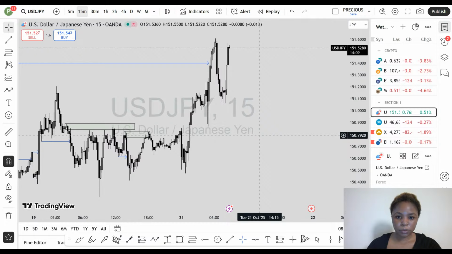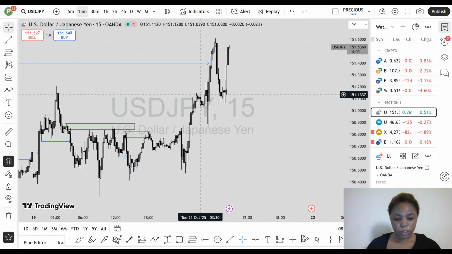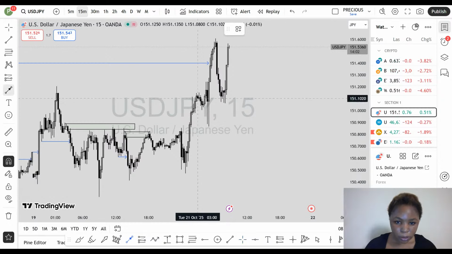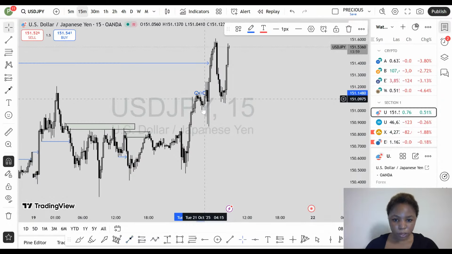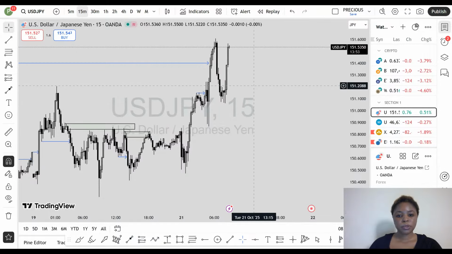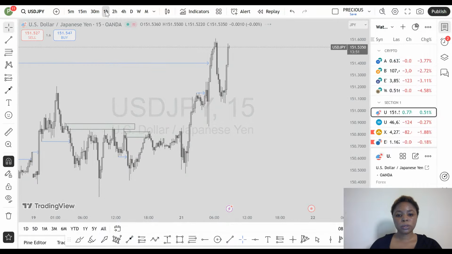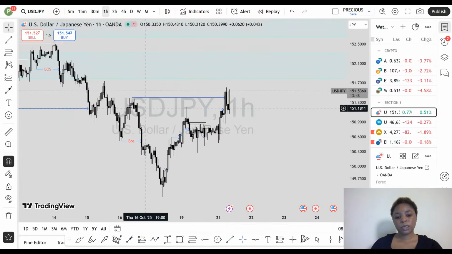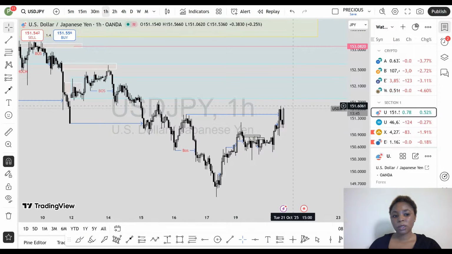Where you can see price came all the way here. We have a little internal break of structure here, all the way here, mitigate our other block here, and then start moving upward here. And you can see the impulsive movement upward. So we are still very bullish here. We are still having this retracement upward here, on USDJPY.